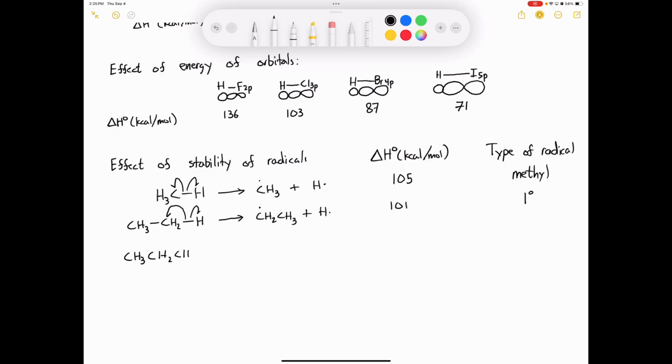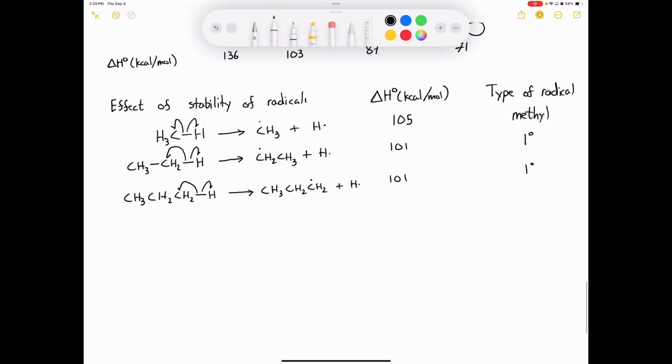All right. So say we have propane now, and we're looking at this H, all right? So it doesn't matter if you have more carbon atoms or not. The radical is still on a primary carbon atom. So the energy actually doesn't change. So it's 101, and it's still primary. Okay. All right. So it looks like the more carbon atoms we have attached, it looks like the trend is going down. Let's see if that trend stays that way for secondary and tertiary.